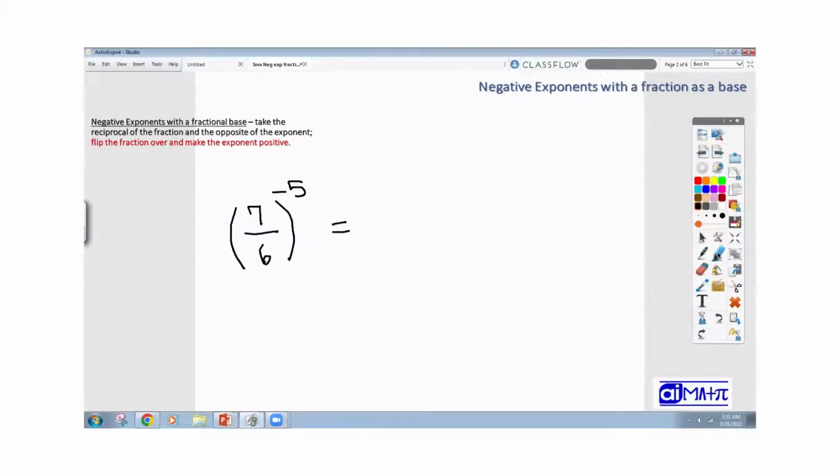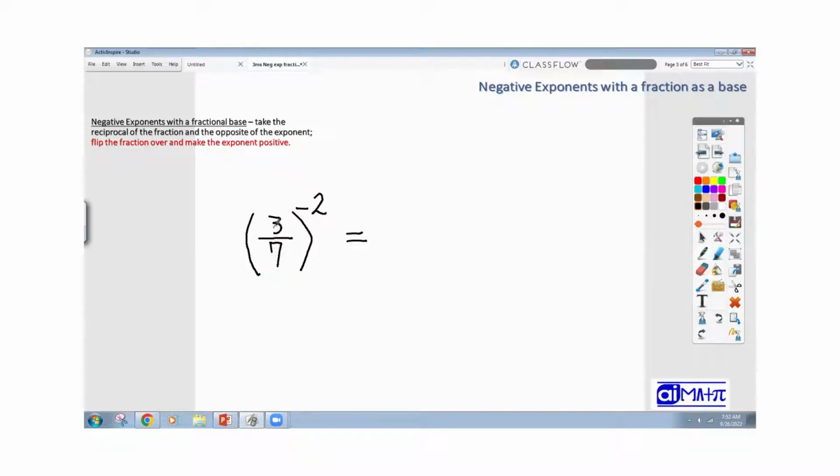When you have a negative exponent, like we have here, with a fractional base, meaning the big number is a fraction and the exponent is negative, the only thing you do is take this fraction and give the reciprocal, which means flip it over. So it starts off as 7 over 6. You're going to put the 6 on top and the 7 on the bottom now. And instead of -5, you want the opposite of that. So it becomes +5. So you have 6/7 raised to the 5th power. And that's your final answer. There's nothing you have to do with this. You don't have to execute that.